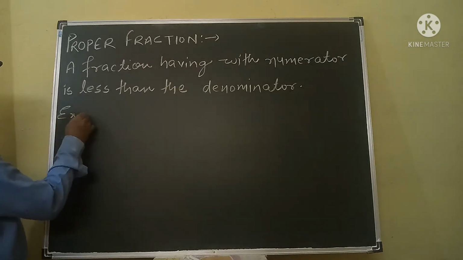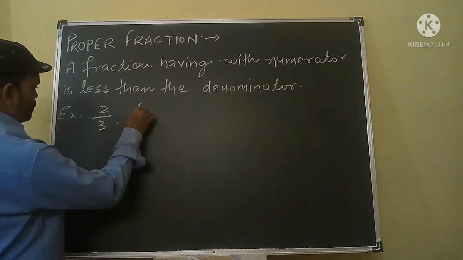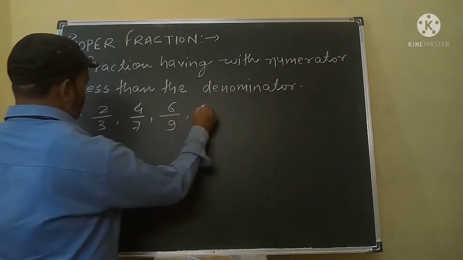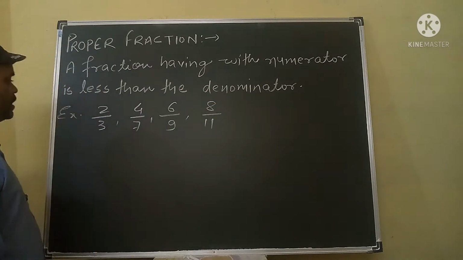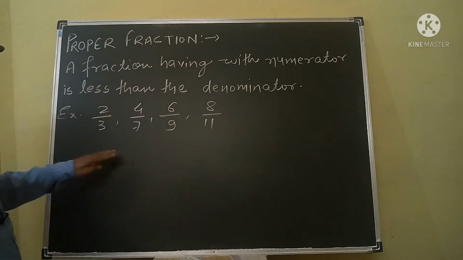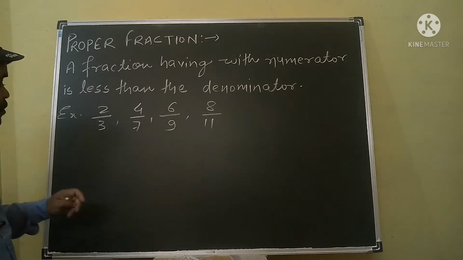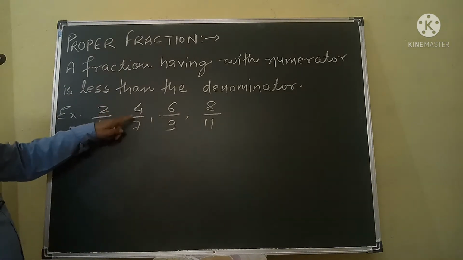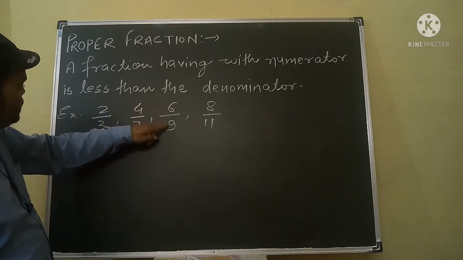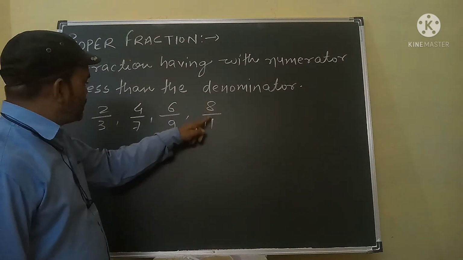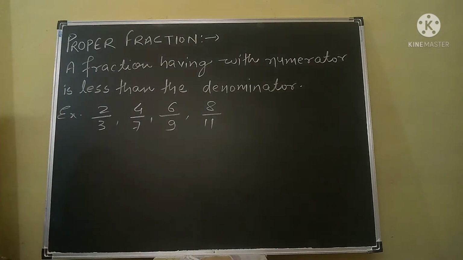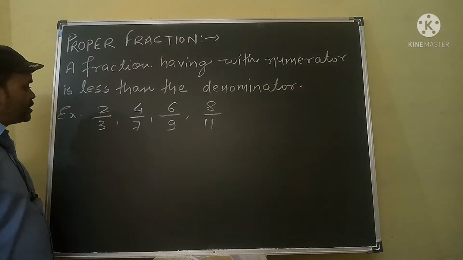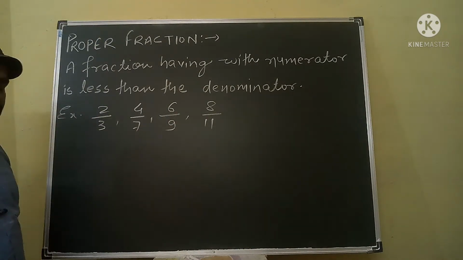For example, 2 upon 3, 4 upon 7, 6 upon 9, 8 upon 11. As you are looking at all these fractions, the numerator is less than the denominator. In 2 upon 3, 2 is less than 3, 4 is less than 7, 6 is less than 9, 8 is less than 11. That means a fraction whose numerator is less than the denominator is called a proper fraction.